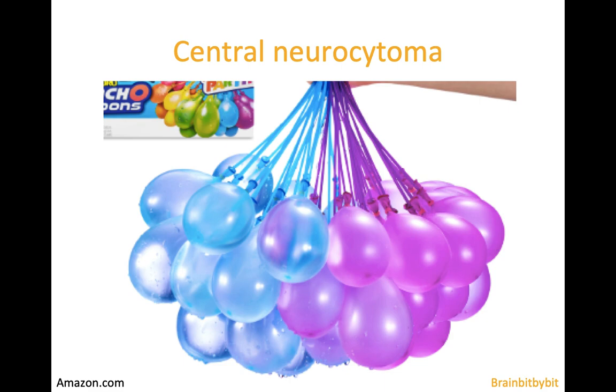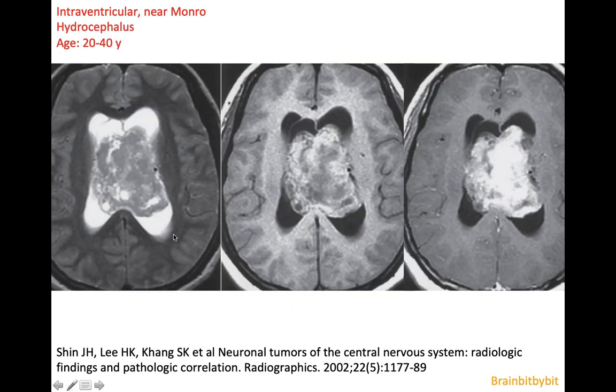Bit by bit, I'm going to show images and talk about central neurocytomas. Central neurocytomas are rare tumors, less than 1% of all intracranial neoplasms, and you should think of a central neurocytoma if you see a bubbly mass located intraventricular, especially in the frontal horns or body of the lateral ventricles, with a close relation to the septum pellucidum.